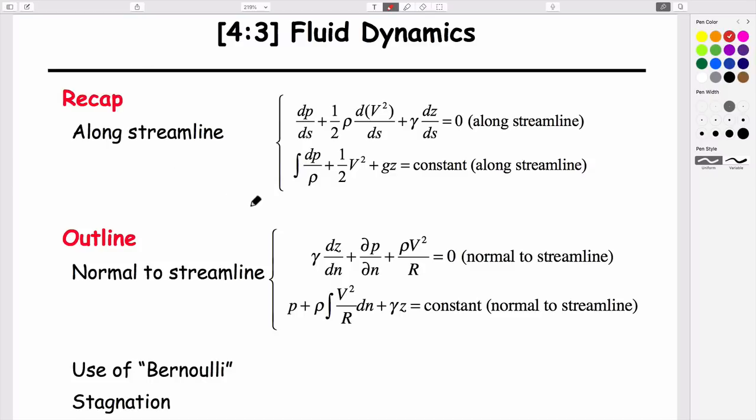So just to recap from last time, we took these equations that represent the change in fluid pressure at a point, both in static fluids and accelerating static fluids, and we changed it into something that we could use along a streamline.